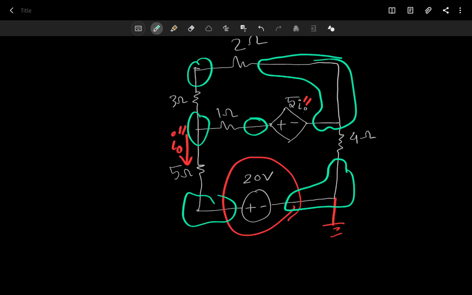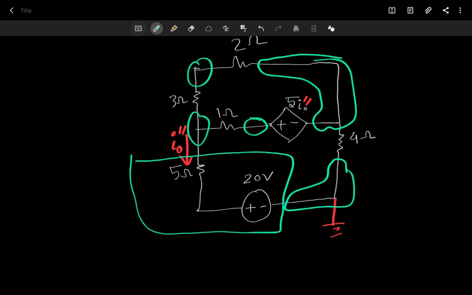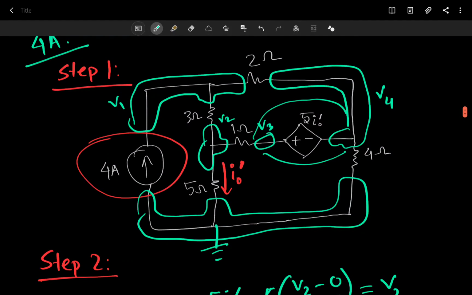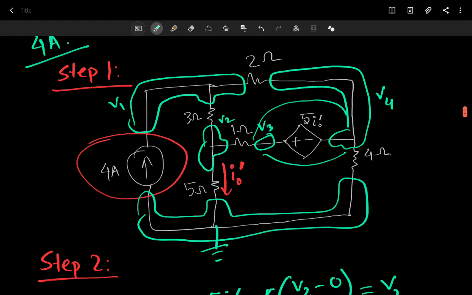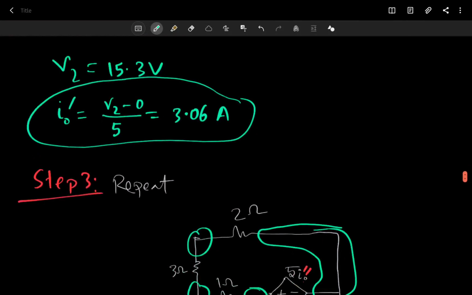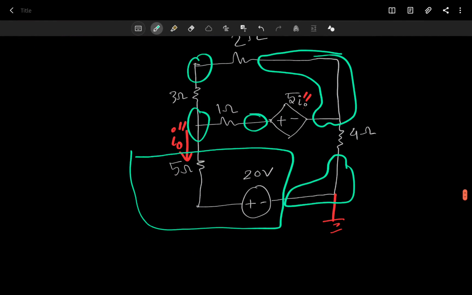Okay, so you can use maybe source transformation here. So the benefit of learning different techniques is that you can use source transformation here and reduce the problem. Okay, and actually you could have done the exact same thing. I don't know, is it possible? Okay, no, we don't have any resistor in series with the current source, so we have to do node analysis there. But here we can do source transformation and maybe reduce the problem.